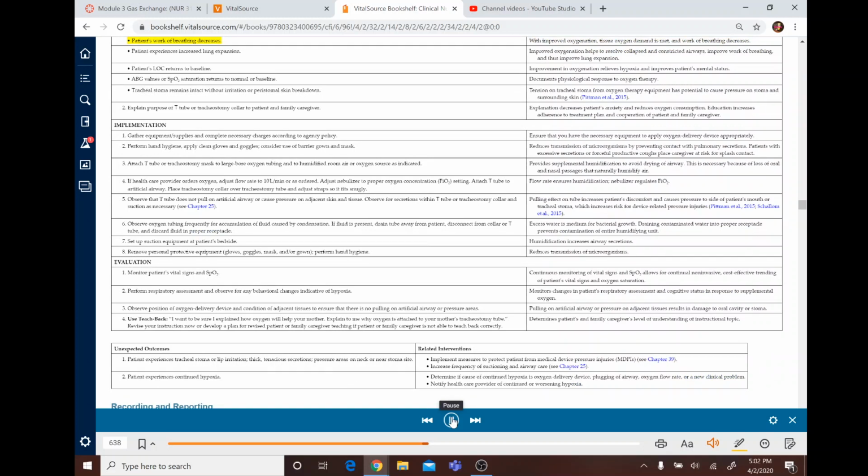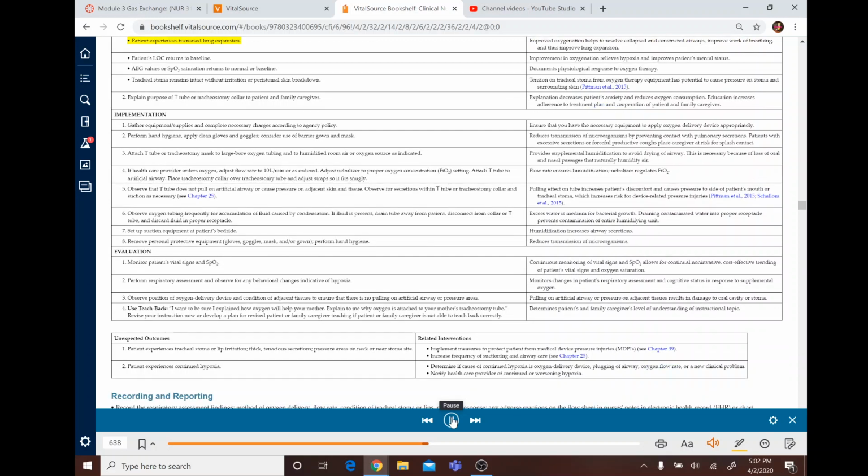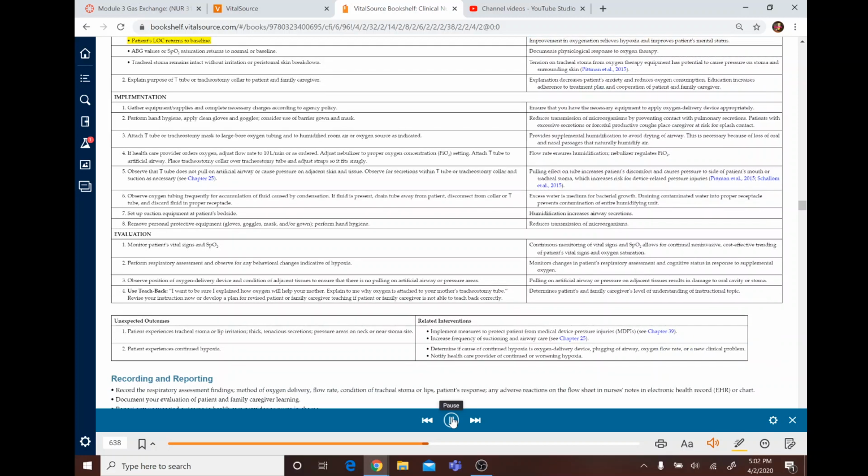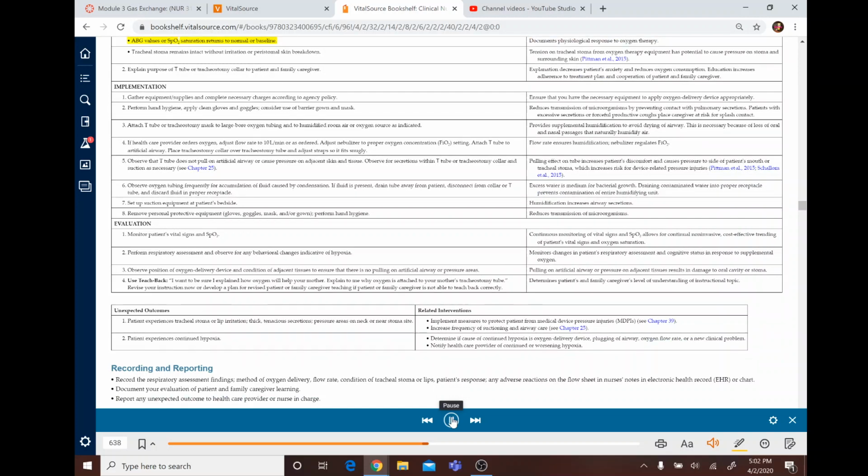Patient's work of breathing decreases. With improved oxygenation, tissue oxygen demand is met, and work of breathing decreases. Patient experiences increased lung expansion. Improved oxygenation helps to resolve collapsed and constricted airways, improve work of breathing, and thus improve lung expansion. Patient's LOC returns to baseline. Improvement in oxygenation relieves hypoxia and improves patient's mental status. ABG values or SpO2 saturation returns to normal or baseline. Documents physiological response to oxygen therapy.